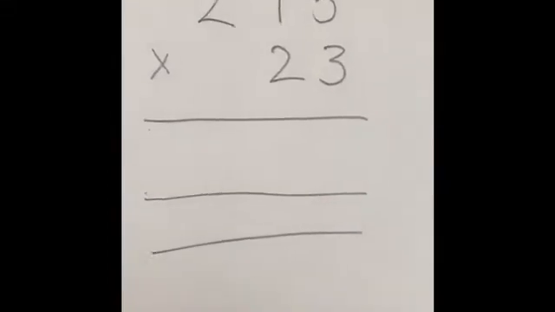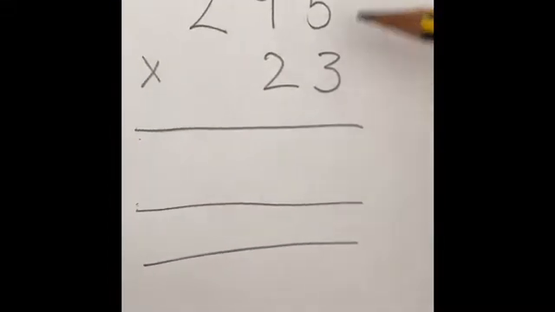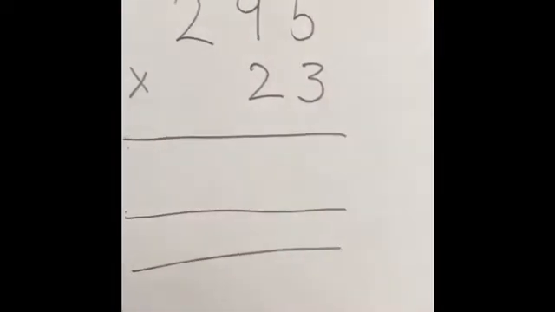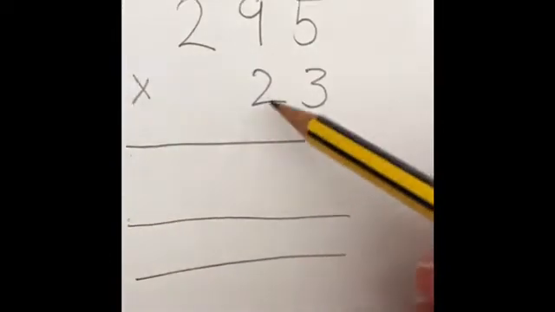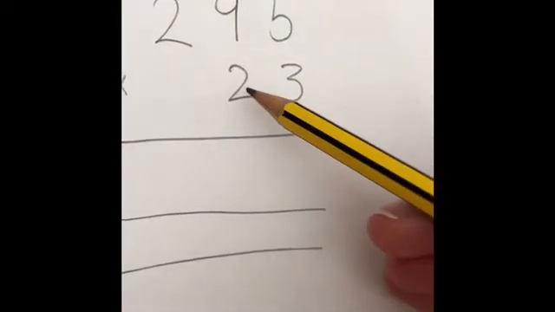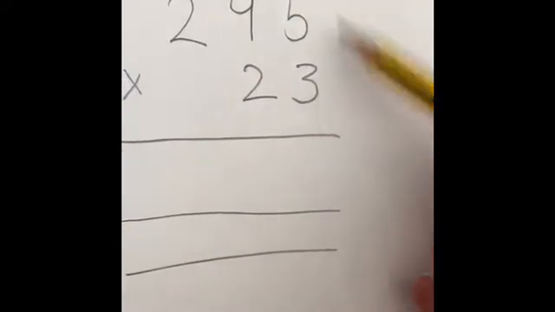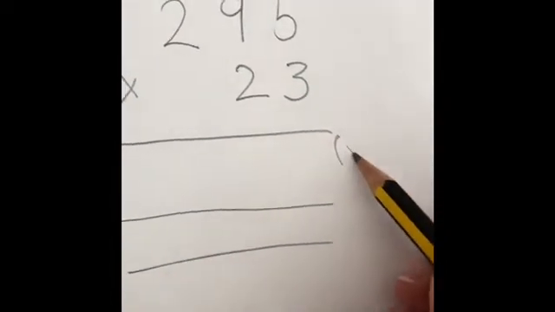Hello everyone, we're going to do some long multiplication. That's when we've got a 2-digit number multiplied by another number which has 2 or more digits. We're going to break our number up, which is 23, into its tens and ones. So we're going to start with our 3 times 295, and then we'll do our 20 times 295. So I'm going to put a reminder here, times by 3.